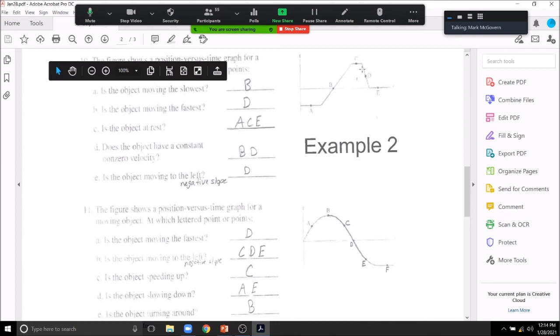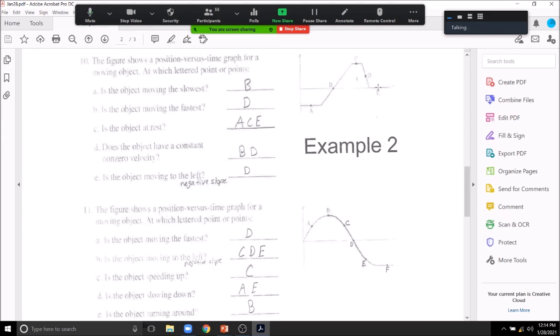Looks like that is a steeper slope, by the way, at D. So we're probably moving a little faster. And then when we get to E, we are just relaxing again.